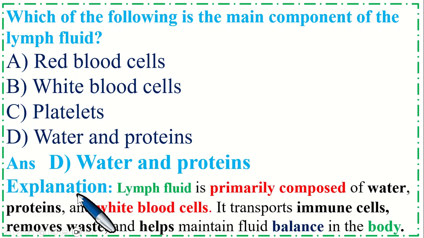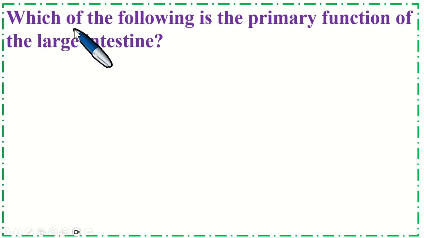So the explanation is, the lymph fluid is primarily composed of water, protein, and white blood cells. It transports immune cells, removes waste, and helps maintain fluid balance in the body. So this is very important MCQs.